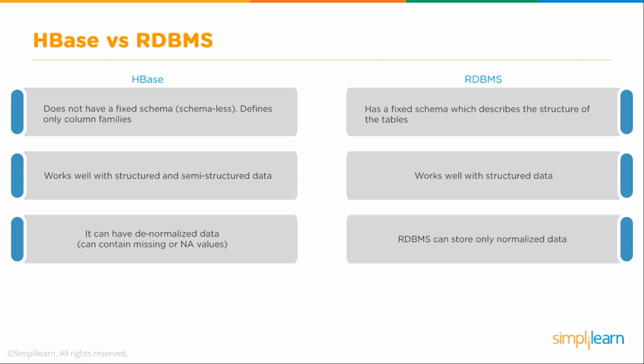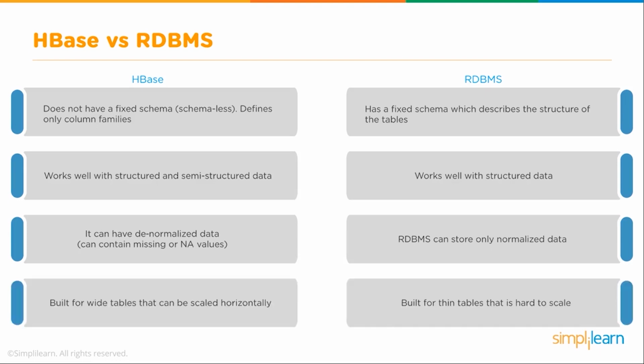With the HBase, it can have denormalized data. It can contain missing or null values. With the RDBMS, it can store only normalized data. Now you can still store a null value in the RDBMS, but it still takes up the same space as if you're storing a regular value in many cases. And it also, for the HBase, is built for wide tables. It can be scaled horizontally. For instance, if you were doing a tokenizer of words and word clusters, you might have 1.4 million different words that you're pulling up and combinations of words.